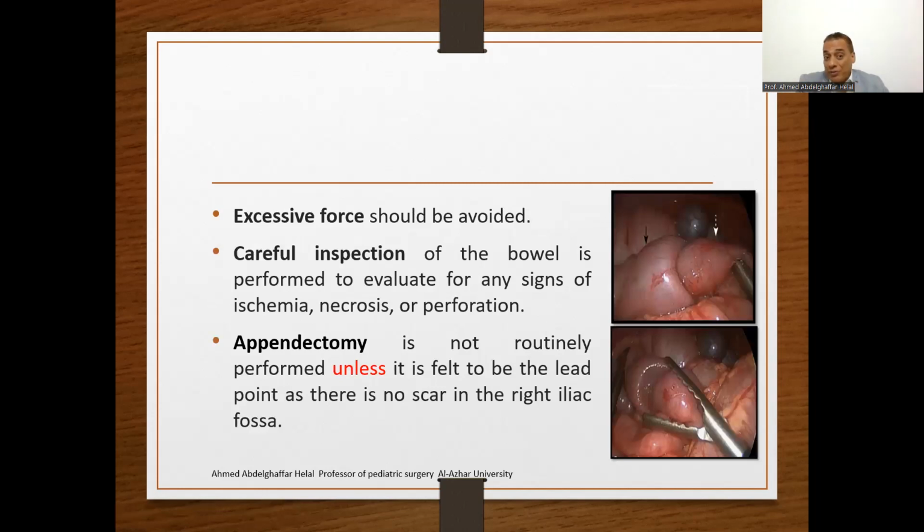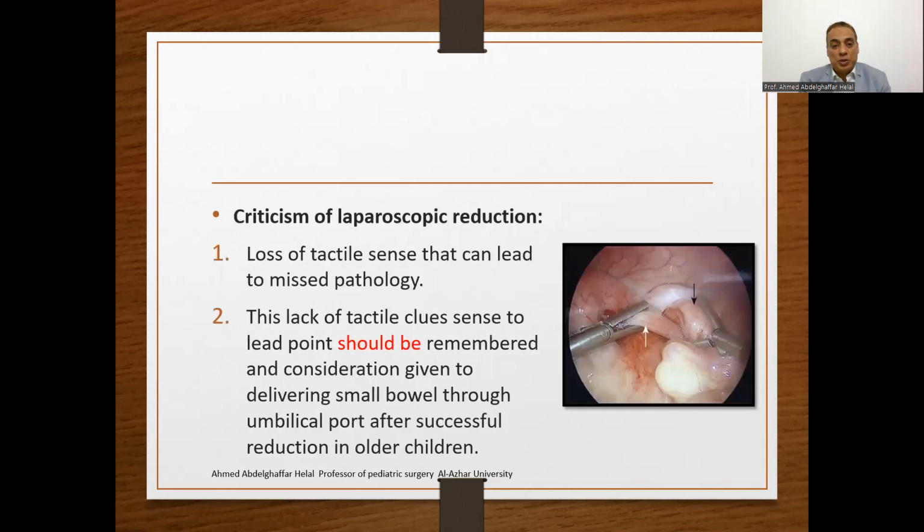Excessive force should be avoided, and careful inspection of the bowel is performed to evaluate any signs of ischemia or bowel necrosis. Appendectomy is not routinely performed unless it is felt to be the head or the leading point, as there is no scar in the right iliac fossa, unlike open surgery, where the presence of the scar will need you to perform incidental appendectomy. However, here it is not removed unless felt to be the leading point for the intussusception.